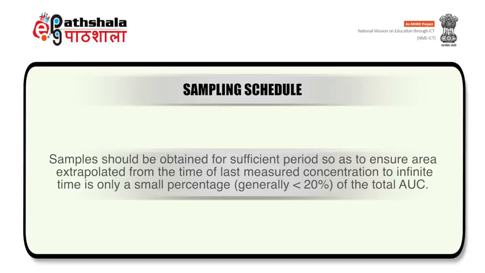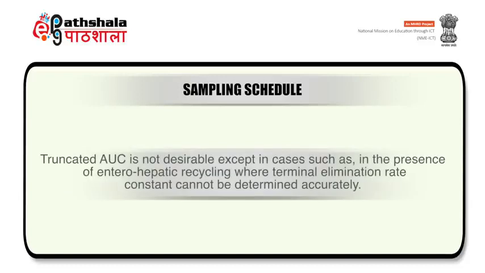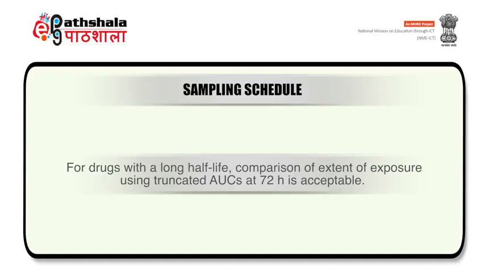Samples should be obtained for a sufficient period so as to ensure the area extrapolated from the time of the last measured concentration to infinite time is only a small percentage of the total area under the curve. The truncated area under the curve is not desirable except in cases such as in the presence of enterohepatic recycling, where the terminal elimination rate constant cannot be determined accurately, and also for drugs with a longer half-life. Comparison of extent of exposure using truncated AUCs at 72 hours is acceptable.